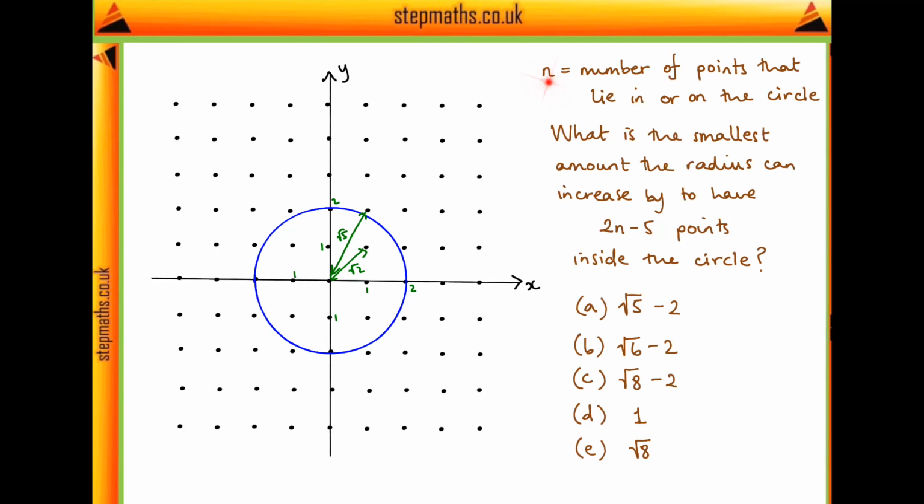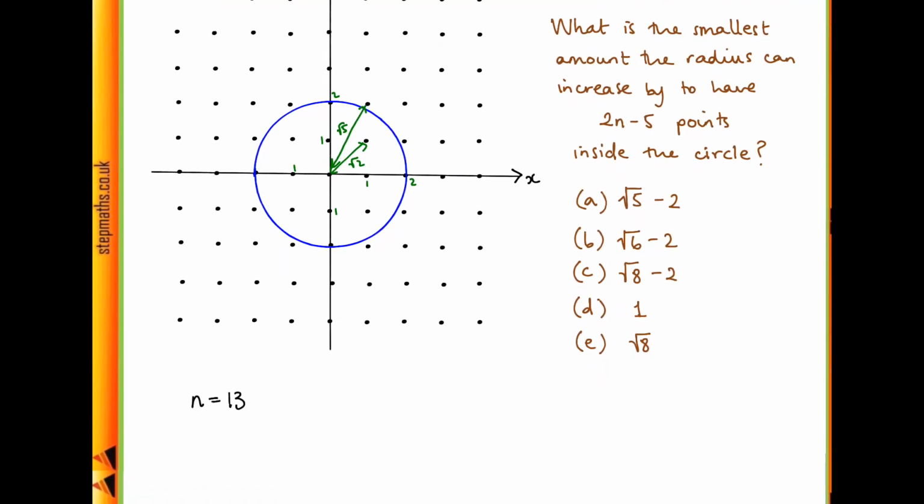So now let's work out what n is, so the number of points that lie inside or on the circle. Well, we can just count the points up. So we have 9 inside and we have these 4 on the circle, so that's 13 in total. And if n equals 13, then 2n minus 5 is just going to be 21.